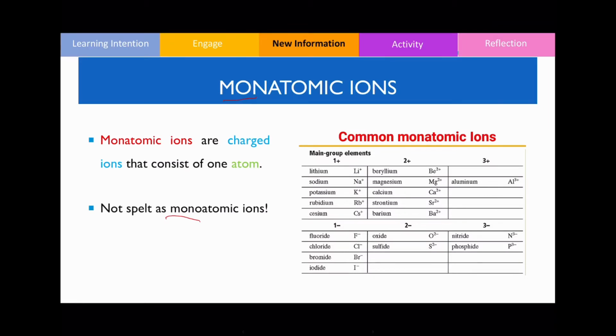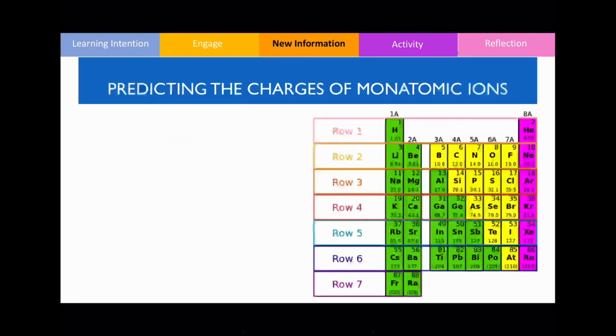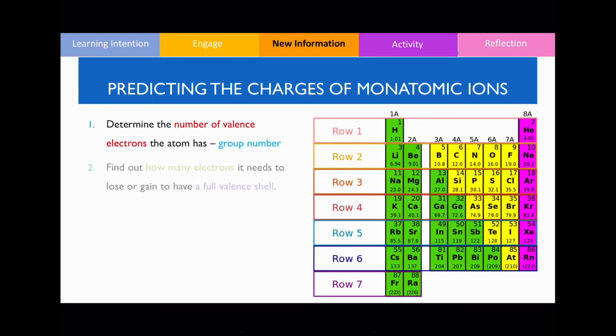Now, something that I probably haven't gone through in a lot of detail in our last video was how you predict the charges for these monatomic ions. The way that we do this is we identify the number of valence electrons that particular atom has, and remember that is given by the group number, the column number that the element is found in. Then all we need to do is identify how many electrons it needs to lose or gain so that it has a full valence shell, so that it has an electron configuration similar to a noble gas, okay?